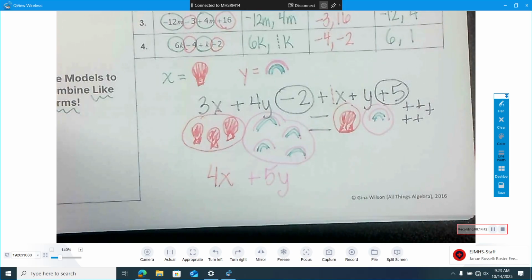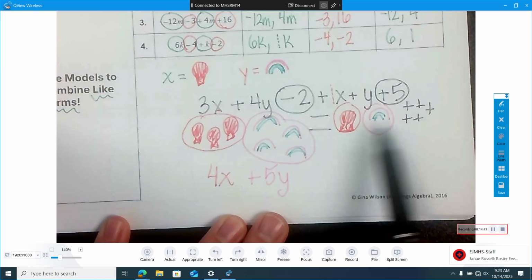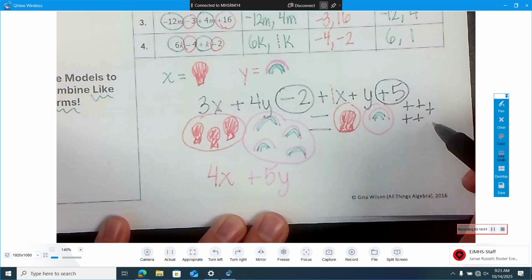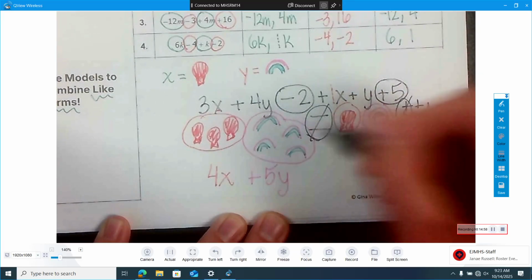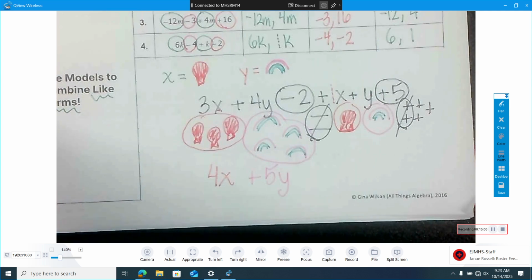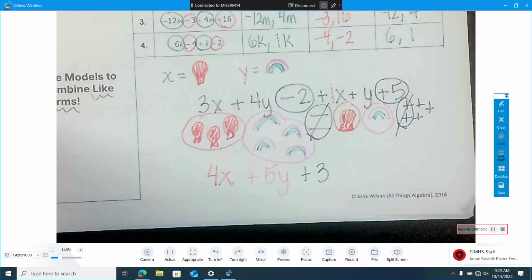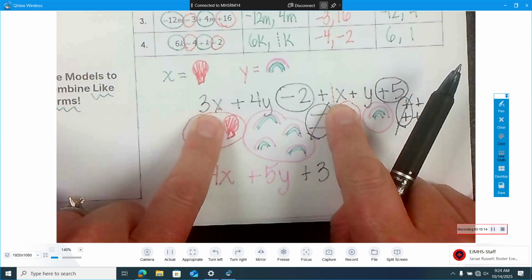Now, here's the tricky part. All my positives and negatives, they are at war with one another. Who wins? The positives win. By how many? 3. Very good, because the -2 and +2 are going to eliminate one another, and we're left with +3, okay?